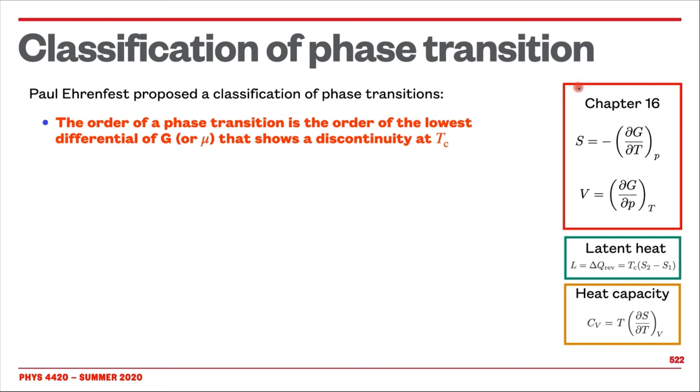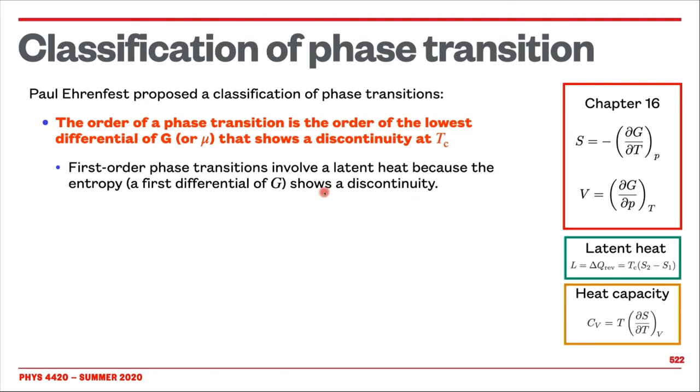But let's try to look at the right-hand side here. For example, if the entropy is discontinuous at the phase transition, as it is, for example, when we go from a liquid to a gas, that means the first derivative of the Gibbs function is discontinuous. Therefore, it's a first order phase transition. Now imagine that the entropy is continuous at the critical temperature, for a different type of phase transition, but the heat capacity is not. So the heat capacity is discontinuous. In other words, the second derivative of the Gibbs function is discontinuous. Therefore, such a case will be a second order phase transition.